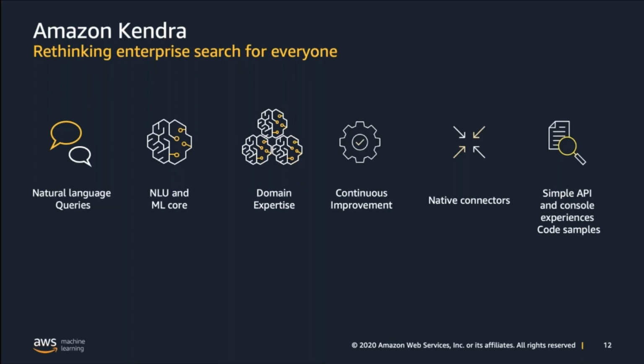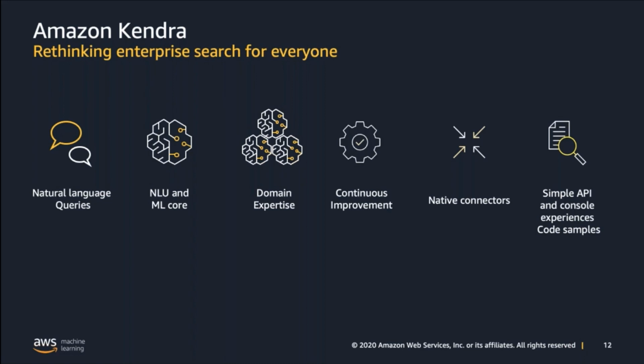NLU and ML core, we have natural language understanding built into Kendra. There's also domain expertise. There are specific domains like pharmaceuticals, IT, chemical. Understanding each of these domains and training the ML models is something Kendra excels at. And Kendra also uses continuous improvement. It receives feedback on the search results, either through what the employees click on, or even direct feedback on whether they found the search result, and uses that to continuously train their models.